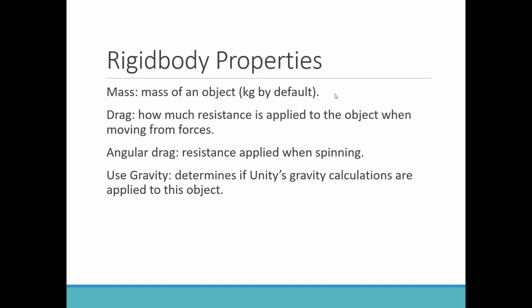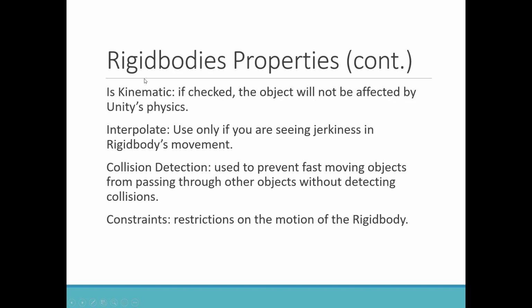Gravity is whether you're going to use gravity or not for your game objects. It's just a yes or no kind of question. Is kinematic, again, is when you want to ignore physics forces. So if your object hits something, you don't want it to bounce or anything like that.